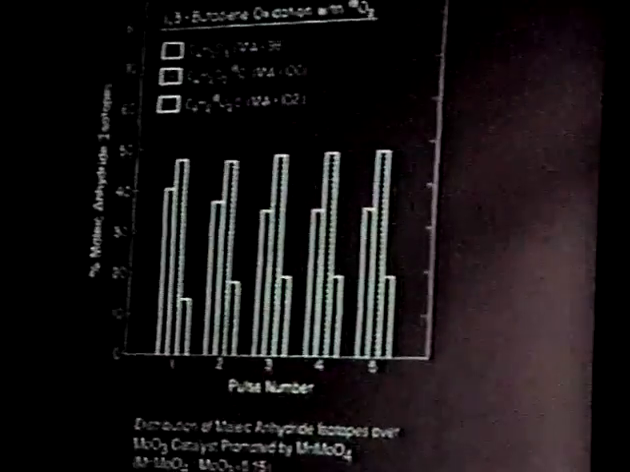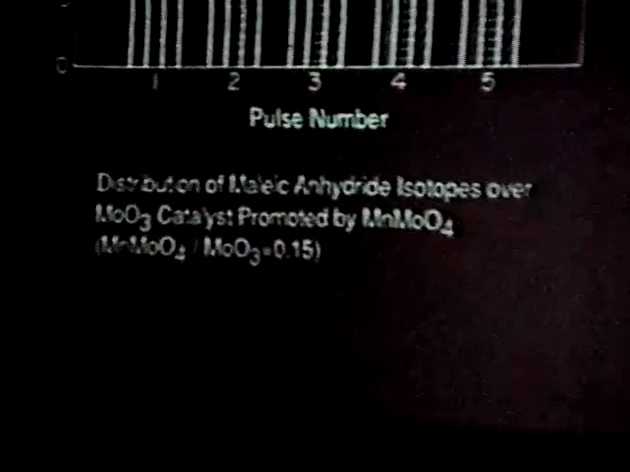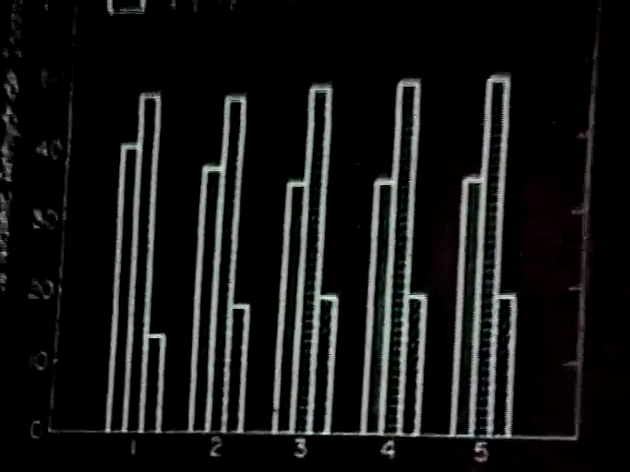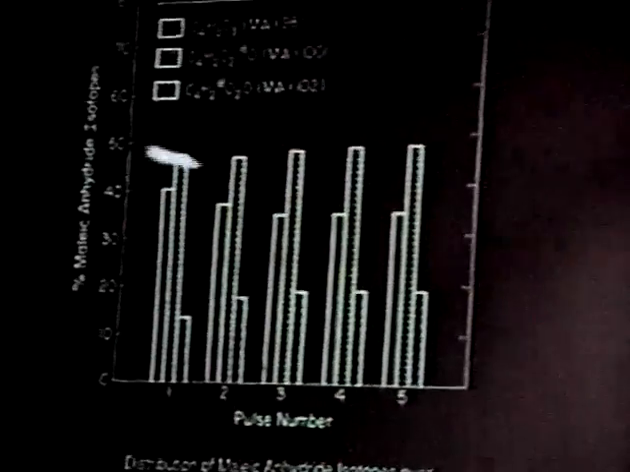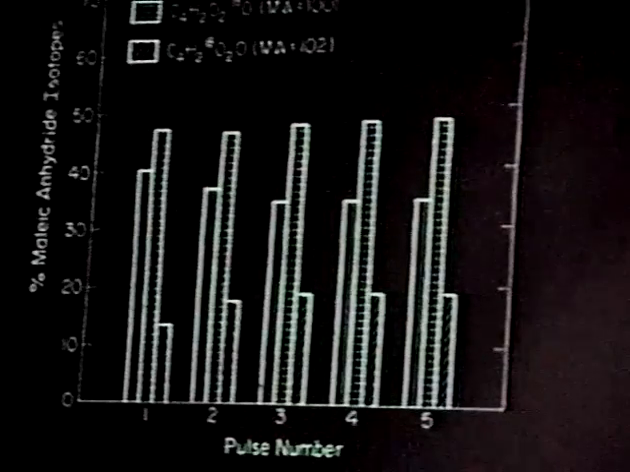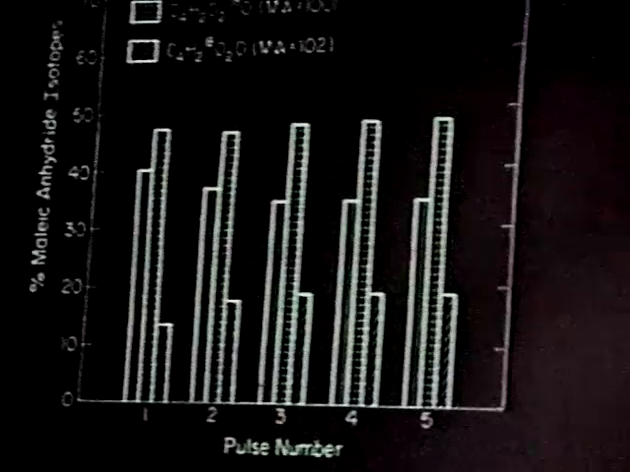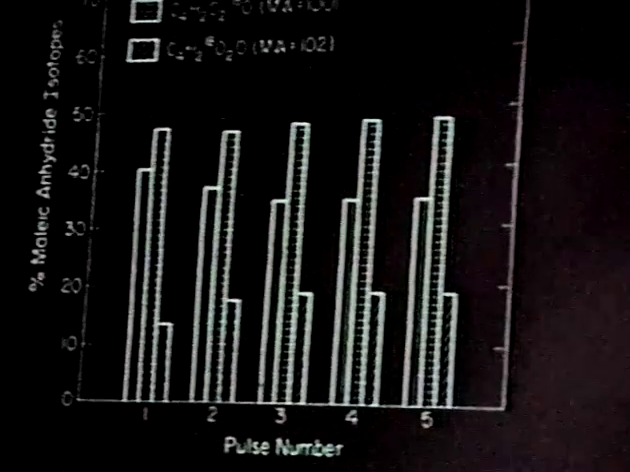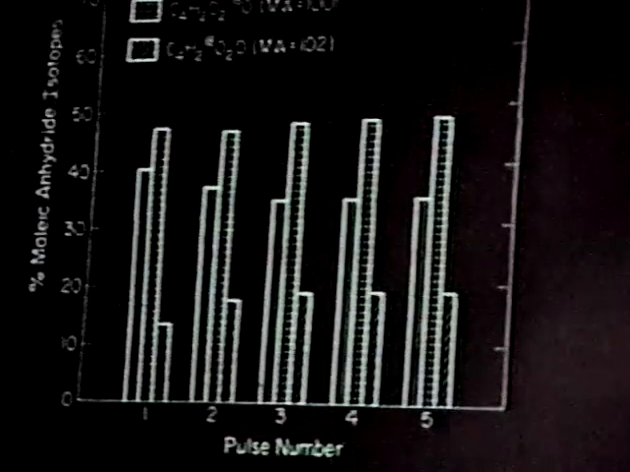Now, maleic anhydride was observed only over the promoted catalyst in these pulse reaction experiments, and again we compared the isotope distribution. The largest percentage is occupied by maleic anhydride isotopes which contain two oxygen-16 atoms and one oxygen-18 atom, with molecular weight of 100. The second largest one is molecular weight 98, which is three oxygen-16 atoms.